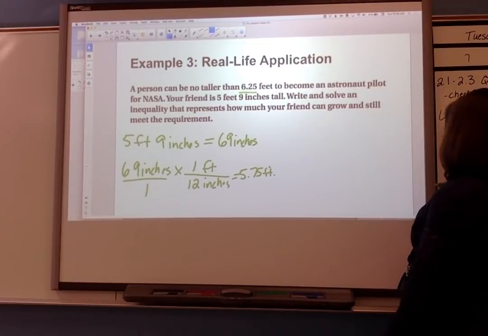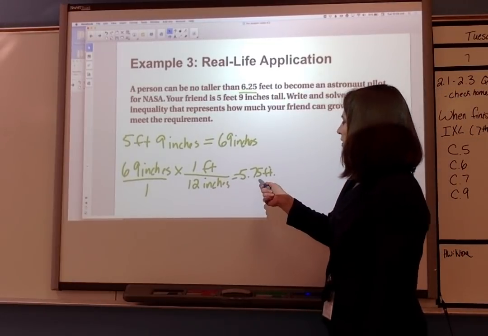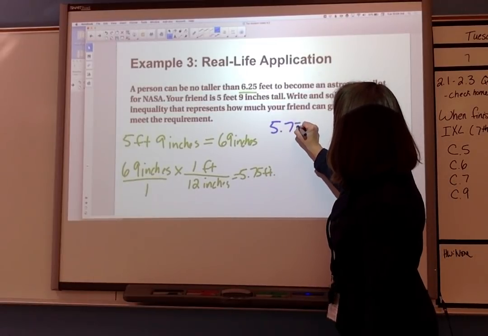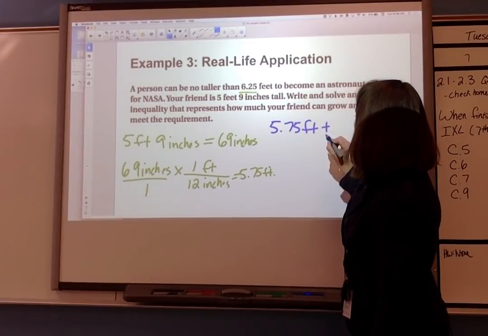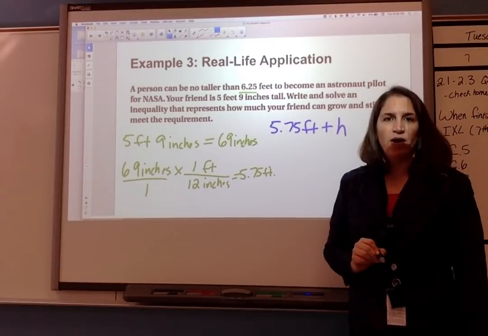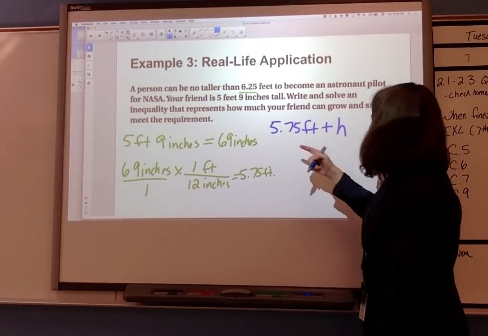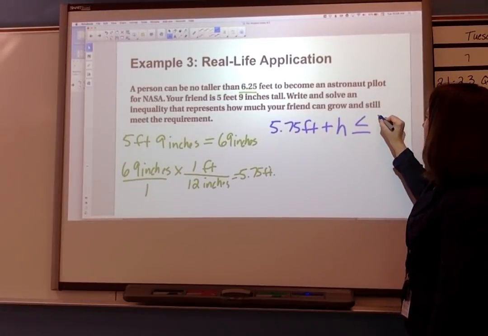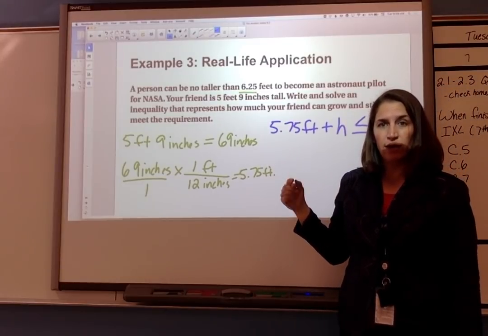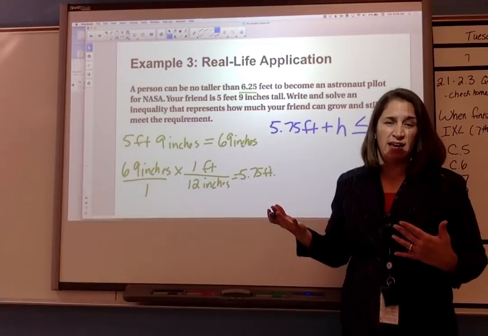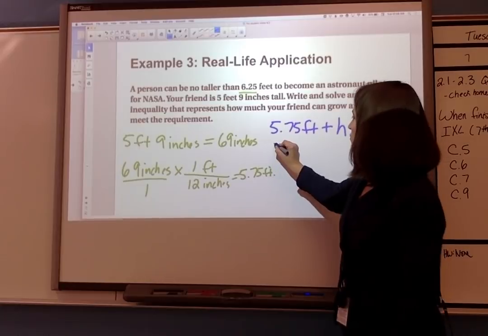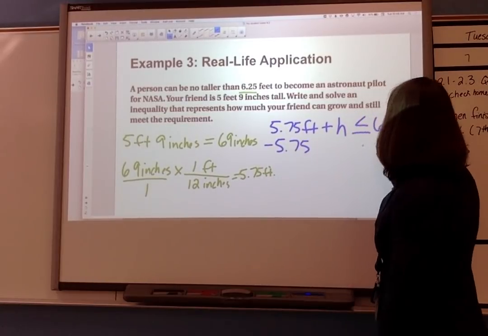Now, let's go ahead and write our inequality here. So here's how tall our friend is right now. And then he or she can grow a certain amount. So let's use H for how much they can grow. And however much this is, it needs to be less than or equal to 6.25. So if our friend doesn't grow at all, that should be okay. But they can grow up to a certain amount, and then at some point they become too tall to be part of NASA. So to solve this inequality, we can subtract 5.75 from both sides.